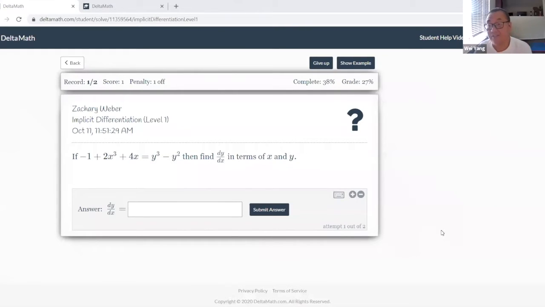Yes, I can see this. Okay, good. So this is also Delta Math. I have other students who also use this website. They give you this function.